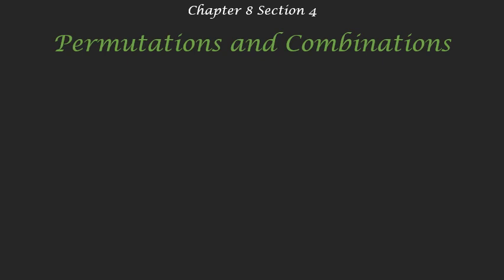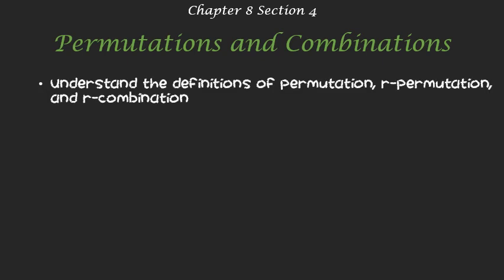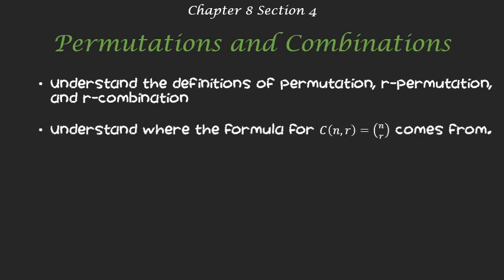After reading through this section of the book and watching this video, you should understand the definitions of permutation, R permutation, and R combination. We're going to develop a formula for the number of R combinations of an n-element set. That's called C(n, r), or n choose r, denoted in these ways. We'll get to that, and we're going to come up with a formula for it.